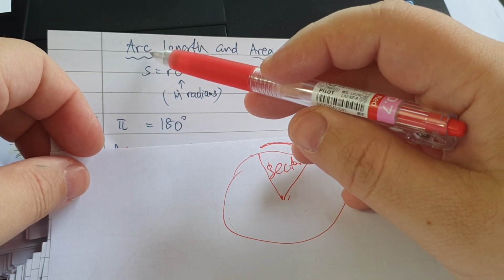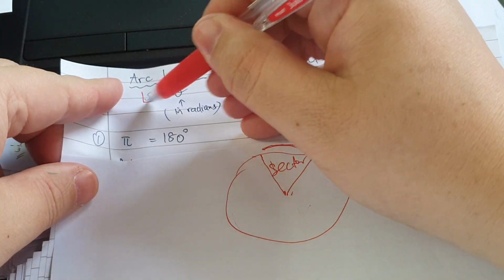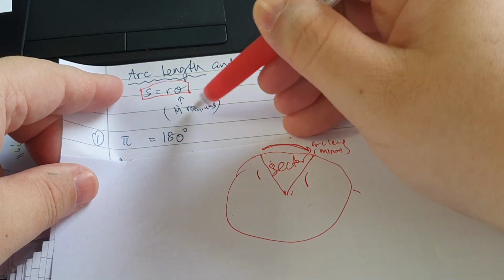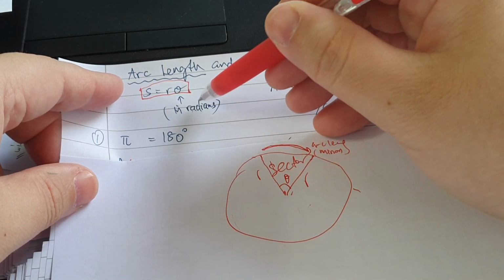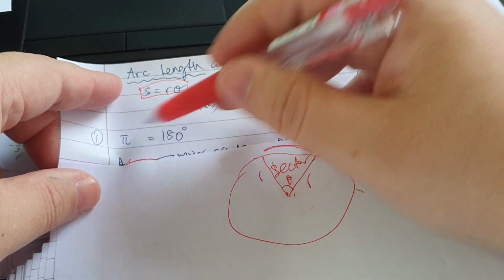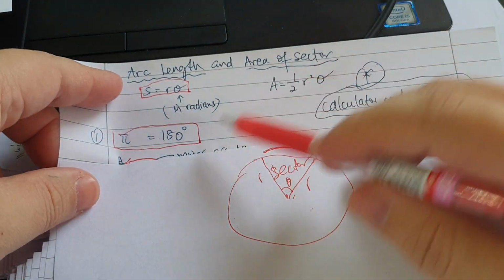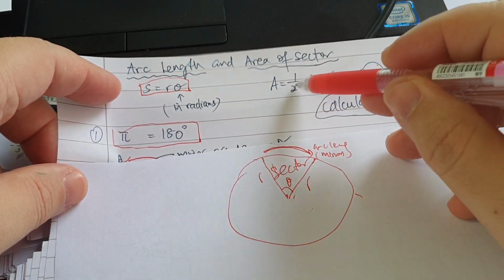When you look at your exam paper, the second page, the formula sheet, there is this arc length formula. r is the radius of the circle, and theta is this angle in radians. It must be in radians. If not, you cannot use this. If it's not in radians, you can do the conversion using this relationship between pi and 180 degrees. Then if you want to find the area of this sector, it's half r squared theta.